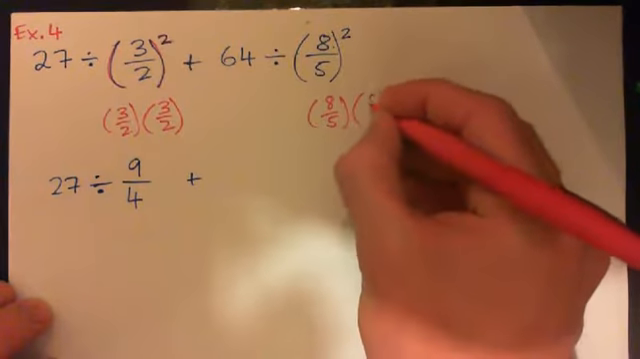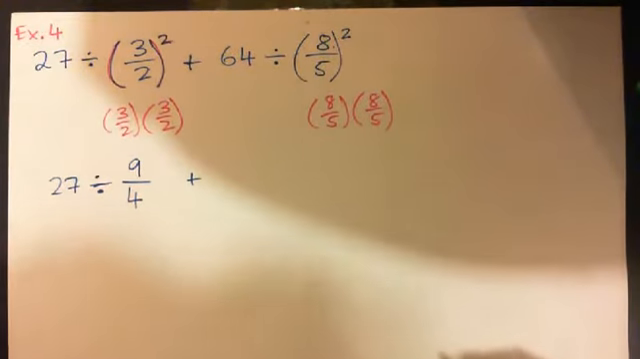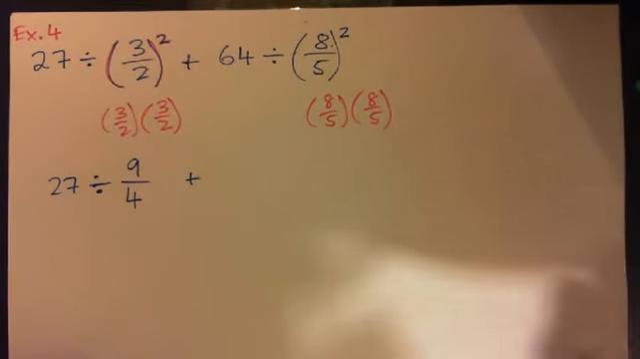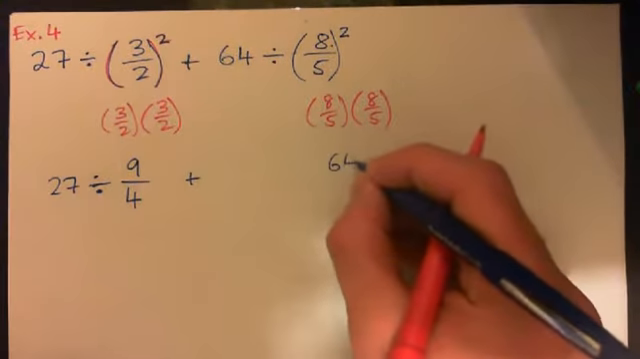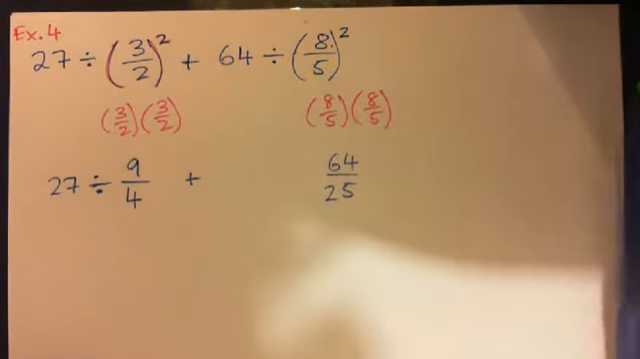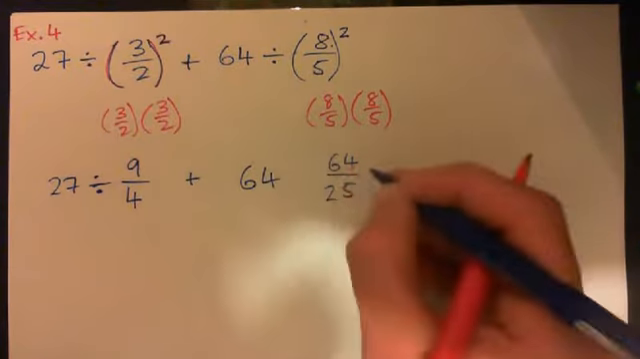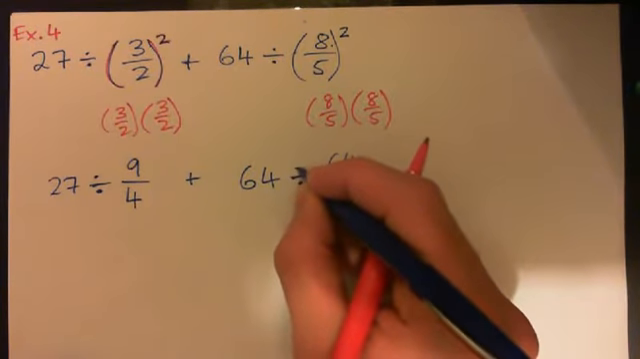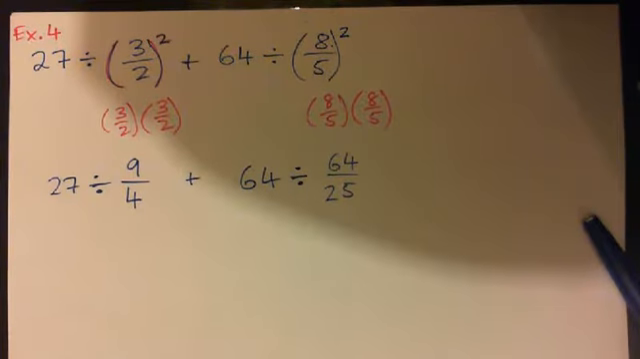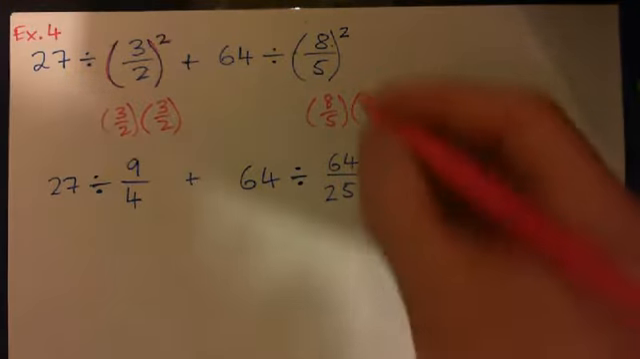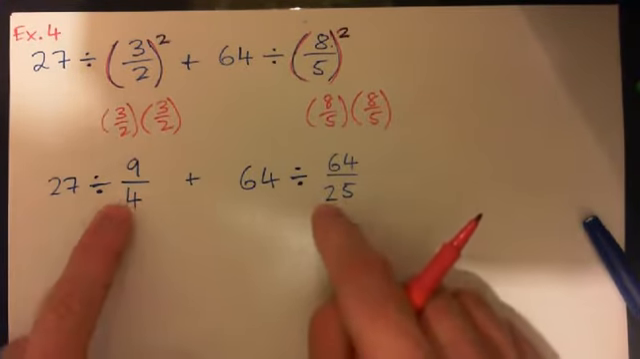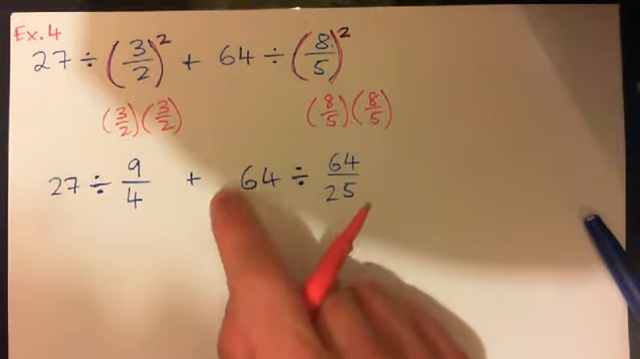8/5 times 8/5. What does that give you? 8 times 8, 64. 5 times 5, 25. And so I have that, and 64 divided by that. Okay? So it's amazing how much simpler the problem is now, once we've dealt with the exponents. Now we just have 2 divisions and an addition.